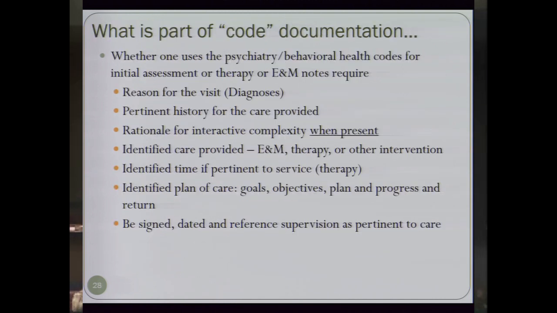What's part of the code documentation? What do I expect to see in every note? Reason for visit, diagnosis, pertinent history, the rationale for interactive complexity when it is coded and billed, the identified care provided, E&M, therapy, or other intervention, group, individual. I expect to be able to look at the note and know exactly what you did and how that claim form came up with those codes. Time, if it's therapy, goals, objectives, plan, and process, and to be signed and dated.